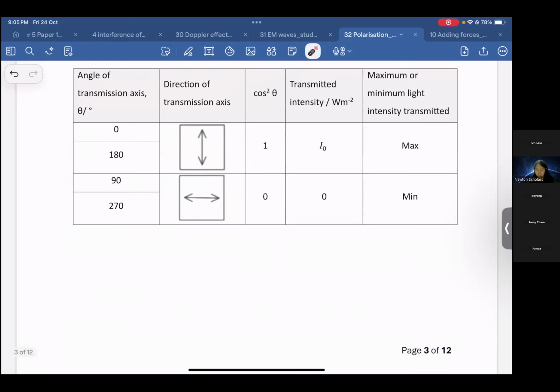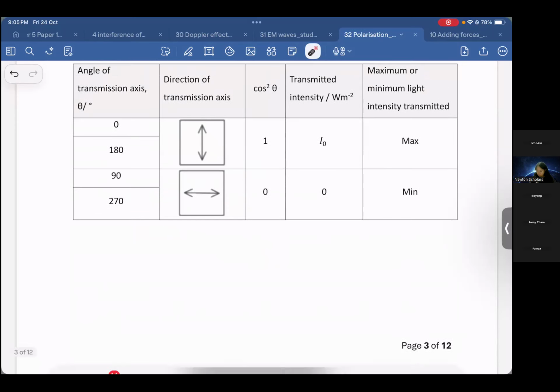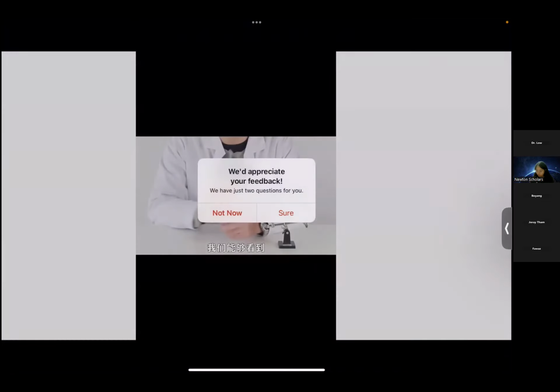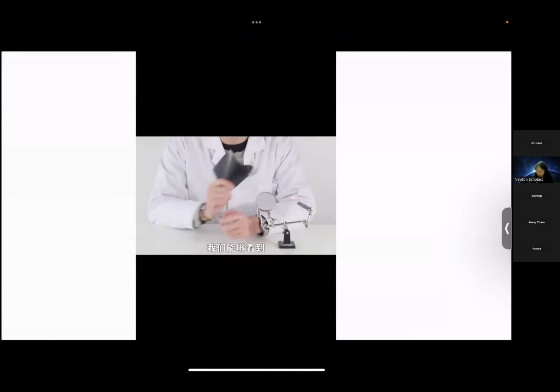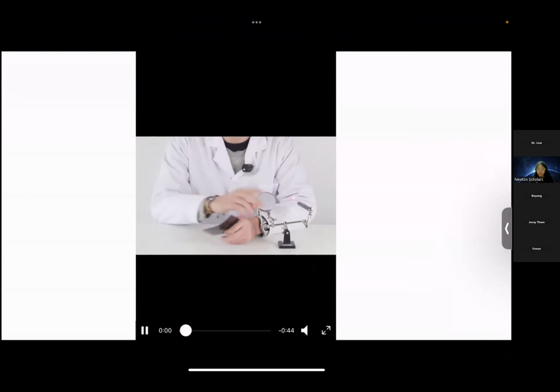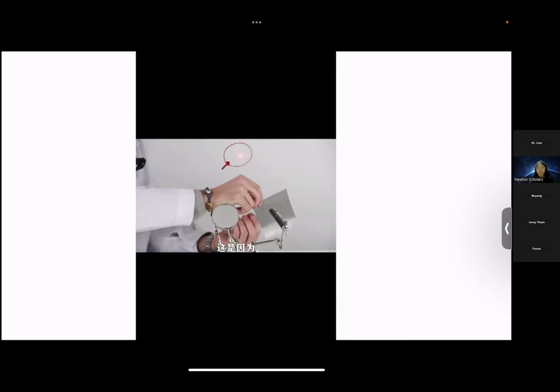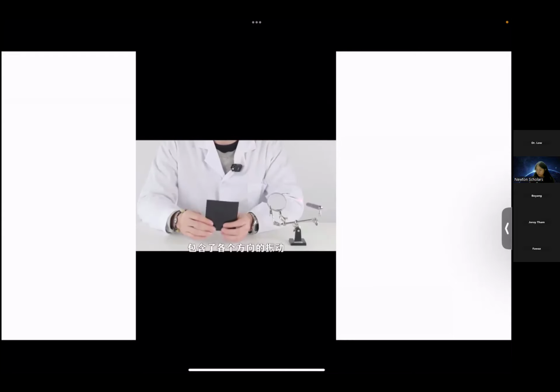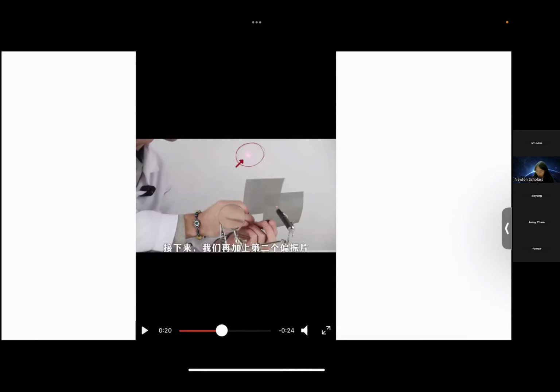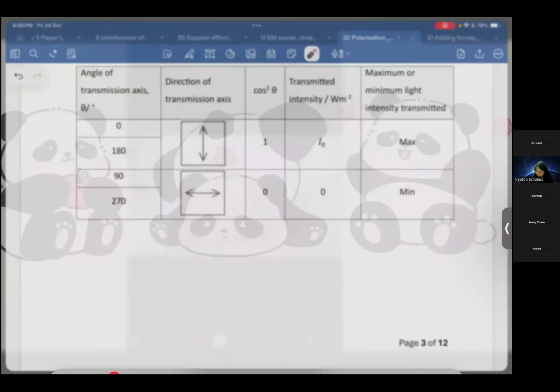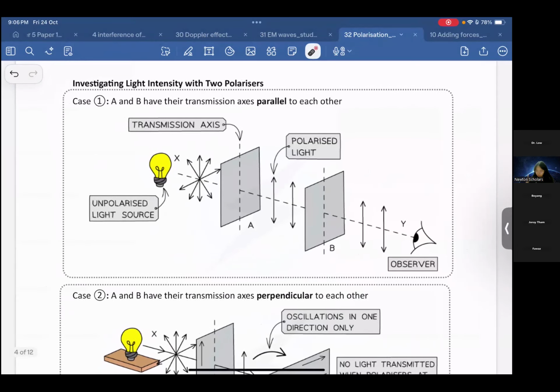Okay, until here, is that clear, dear? The angle will affect the brightness, as in the video just now. You see, the filter initially at 0 degrees lets the light pass through, nothing changed. But as we start to rotate, it becomes dimmer and dimmer until 90 degrees, where it is totally blocked. Then we continue to rotate to 180 degrees, and it goes back to the maximum light. Okay, boys and girls, we go to the next page.